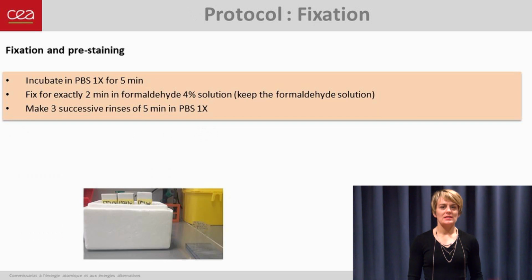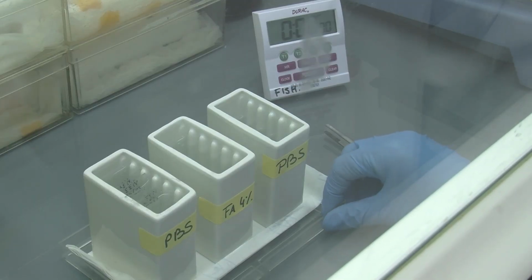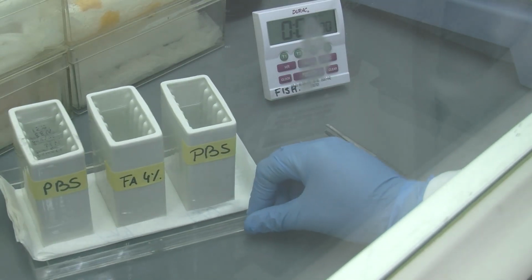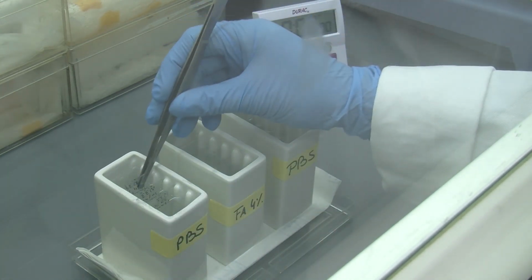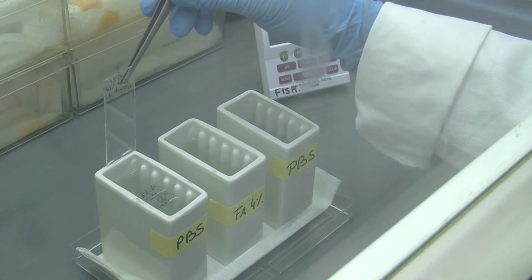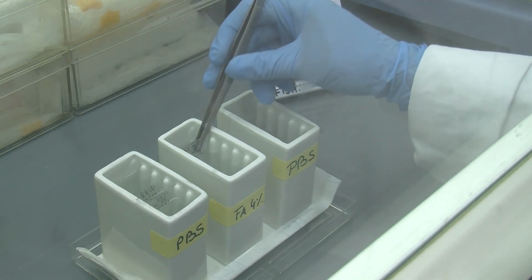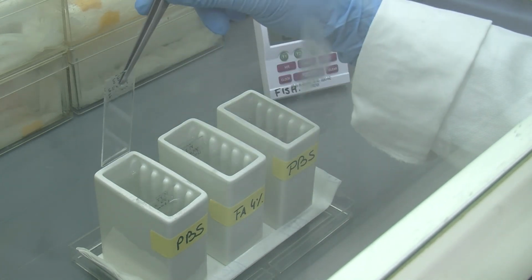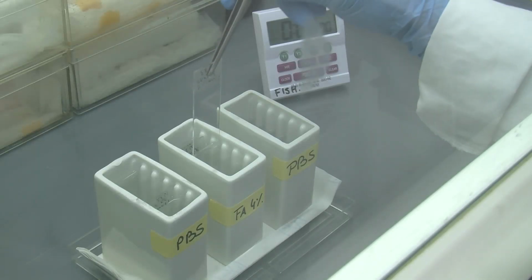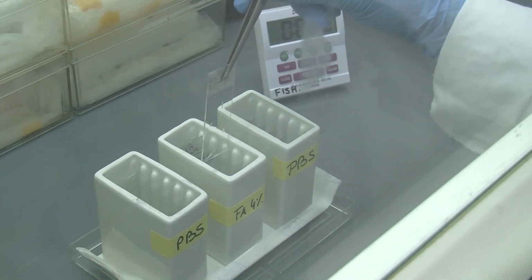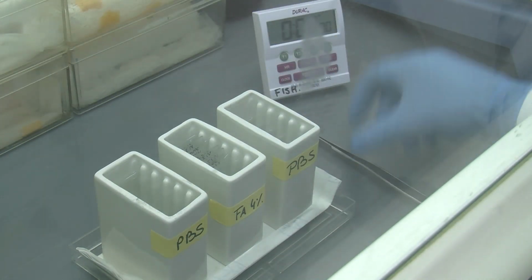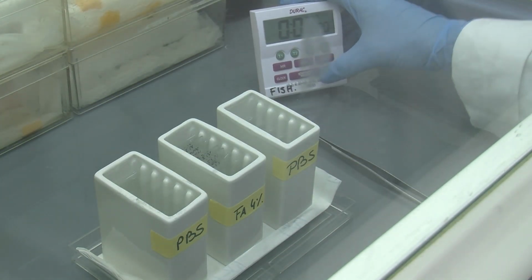First, the slides need to be fixed in formaldehyde and prepared for the staining. After PBS rehydration, the slides are incubated for exactly 2 minutes in formaldehyde and then rinsed in PBS. Remember that formaldehyde is very toxic and that you need to work under a chemical hood. In the protocol, we are using porcelain boxes for all the incubations and you are moving each slide from one box to another.